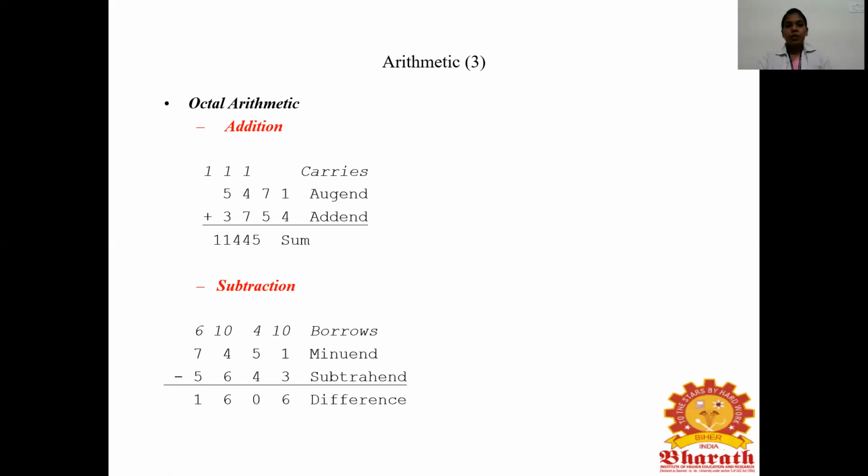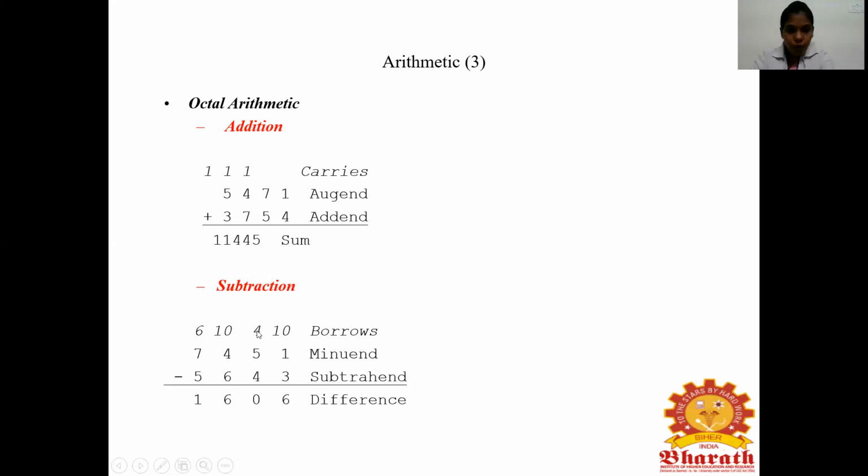Next is the subtraction. Here we have the subtraction, 7451 minus 5643. The first digit here is 1. 1 is less than 3, so we can't subtract. So we are going to borrow from here, so the 5 becomes 4. When it gives, here it gives 8, because it is an octal number. So when we borrow, it gives 8 here. So 8 plus 1 is 9. So 9 minus 3 is 6. So write the 6 here.